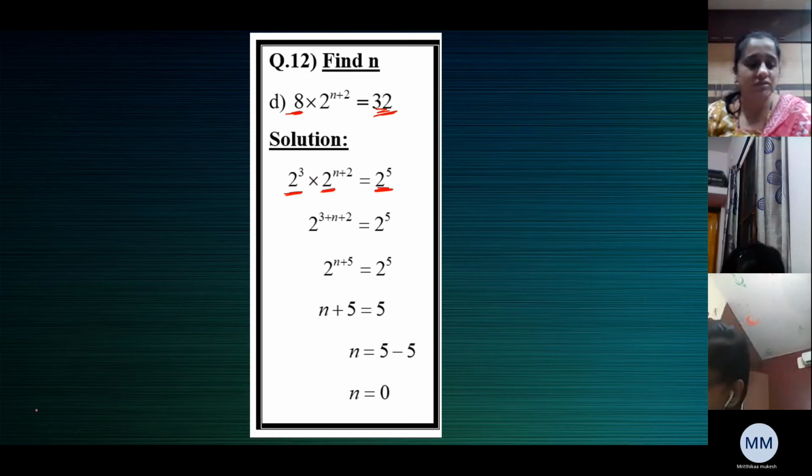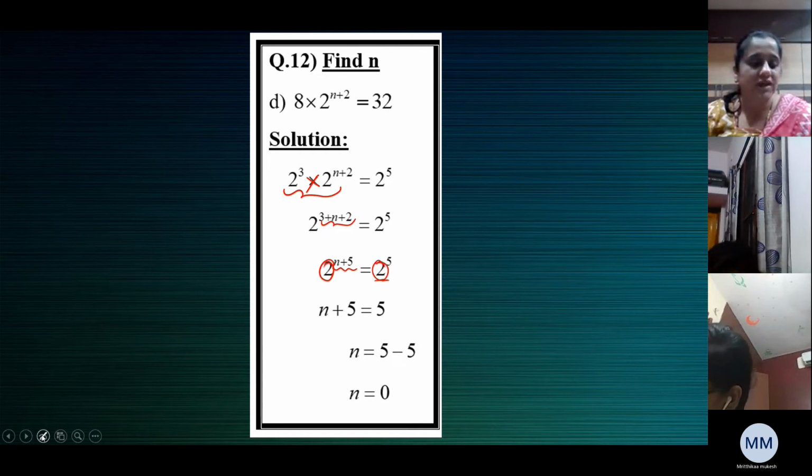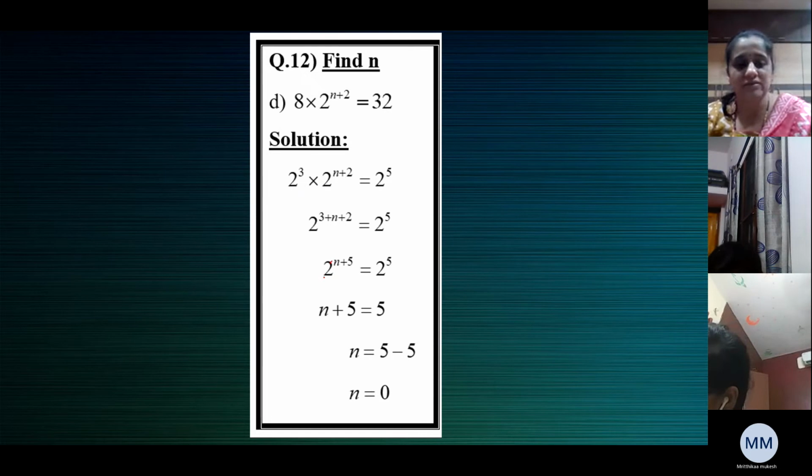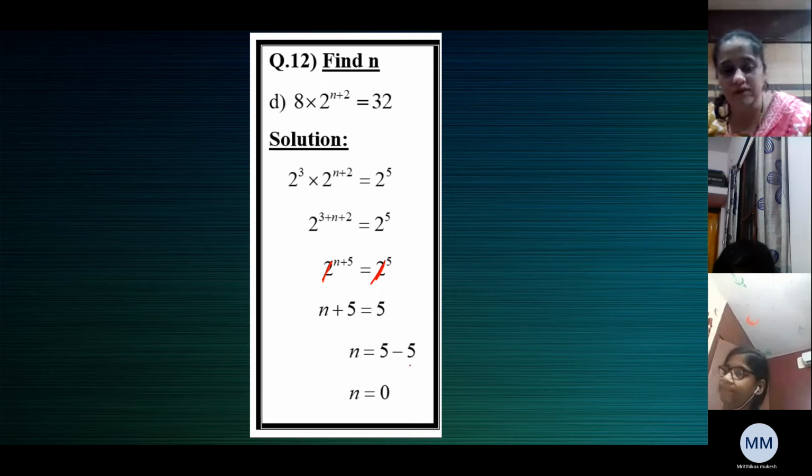Now on the LHS, bases are same and it's multiplication, so we add the powers. And we get 2 to the power n plus 5 is equal to 2 to the power 5. Now in the LHS and RHS, the bases are same, 2, 2. So the rule is, when bases are same, we equate the powers. On equating and solving, we get n is equal to 0. The value of n is 0.